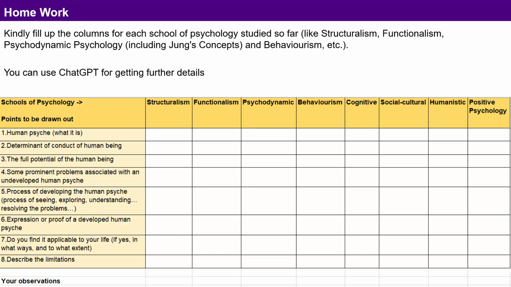Then describe the limitations. What limitations are you able to see? And then you can share your observation. So this is something that we have to do as an exercise at our end. Any questions so far? Fine. No question, then let us go ahead.